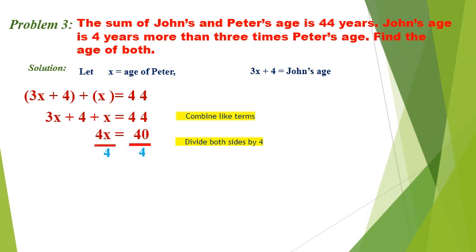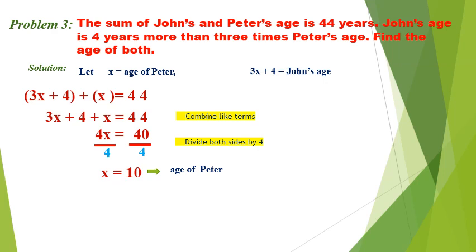So 4x divided by 4 is 1x. We may write down x. And 40 divided by 4 is 10. So we have x is equal to 10, which is the age of Peter.